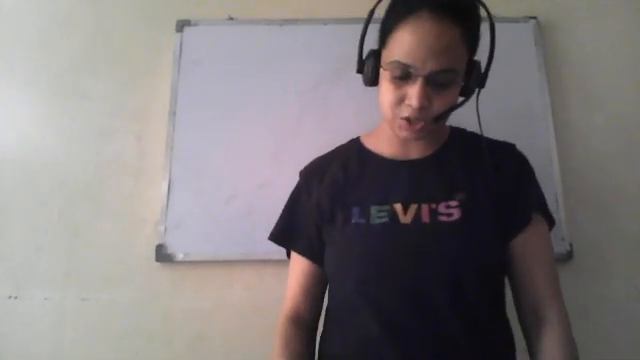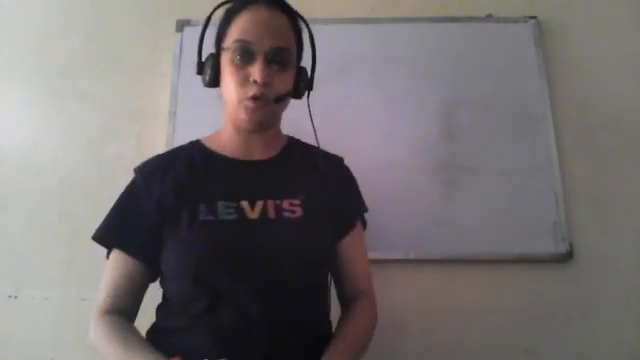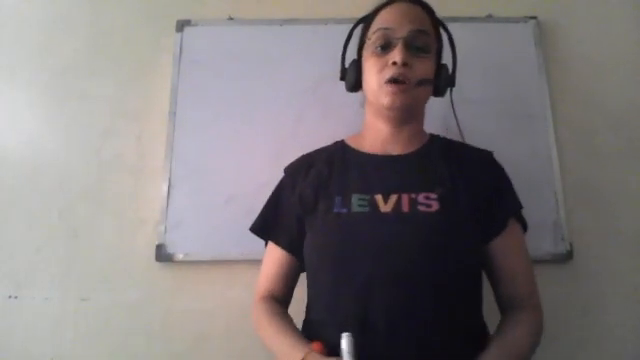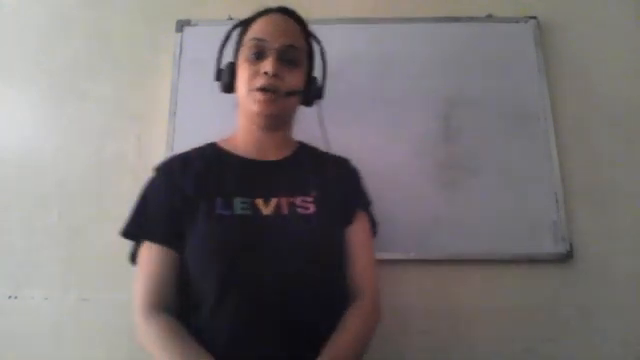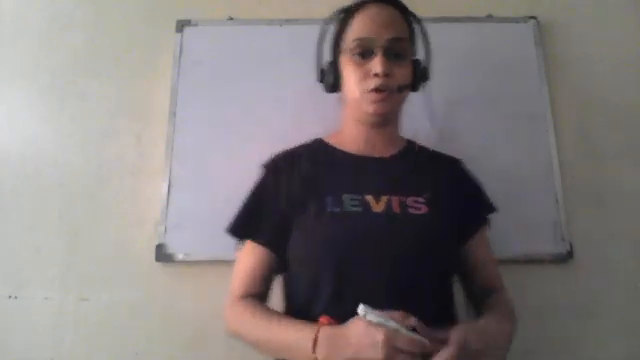Hello everyone. So in the last video we saw the different types of decimal expressions, that is terminating and non-terminating. So in this video we'll check how to convert these decimal expressions, both terminating and non-terminating, into rational numbers or into the form of p upon q.